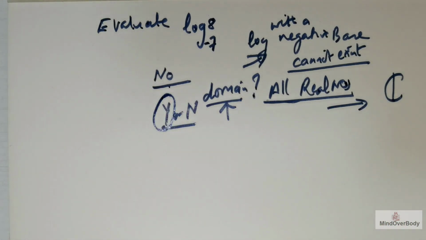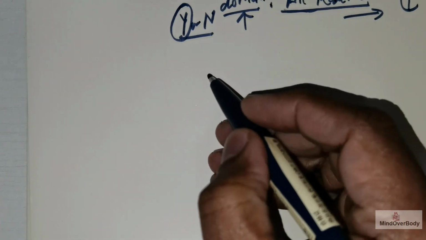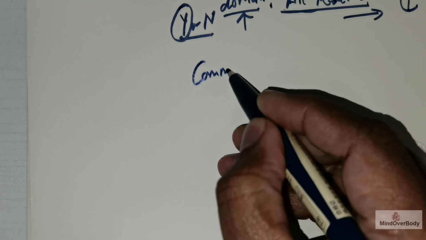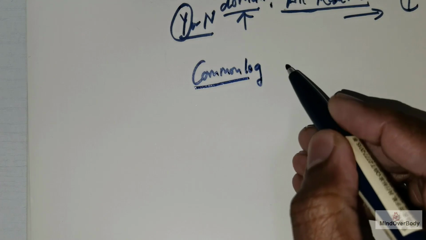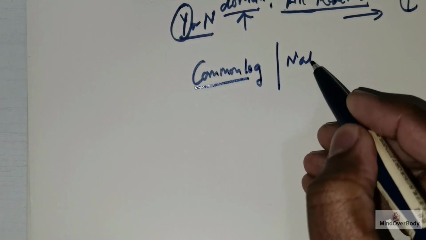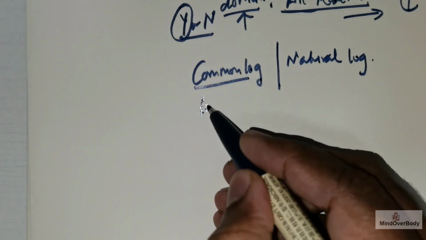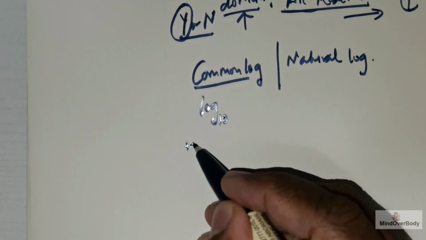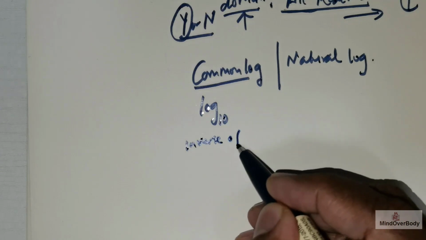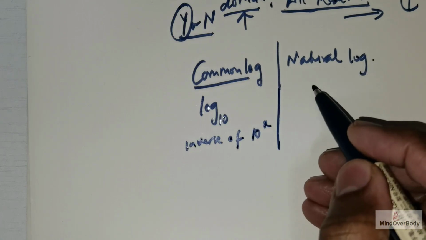So having mentioned that point, let me just shed some light on the different forms of logarithms that we have studied. There are two main logarithms that are being taught. One is called the common logarithm and the other is called the natural logarithm. Now what exactly is the common logarithm? Common logarithms are nothing but logarithms to the base 10. In other words, they are the inverse of 10 raised to the power x.